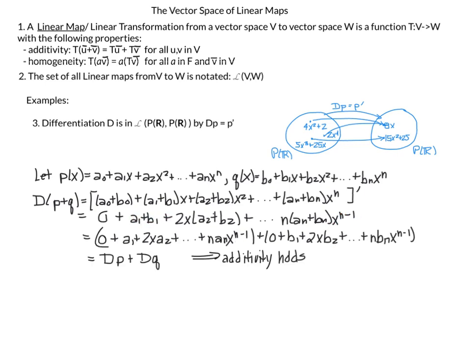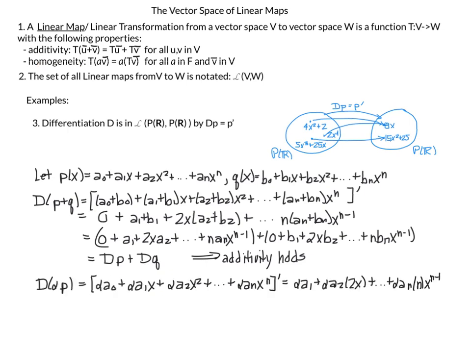We can then group our a terms together: our a1, our 2a2x, all the way up to n an x to the n minus 1. We can group then our b terms together. That would be our b1, our 2b2x, and then our n bn x to the n minus 1. This first group of terms in the parentheses is just the derivative of p, whereas the second group of terms in the parentheses is the derivative of q. Therefore, our d of p plus q is equal to d of p plus d of q, and additivity holds.